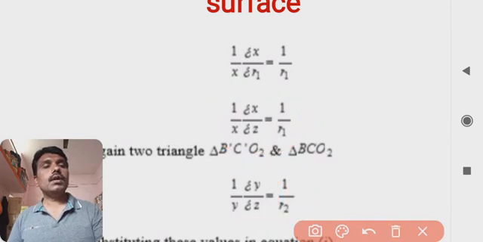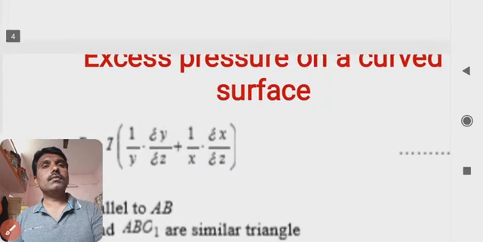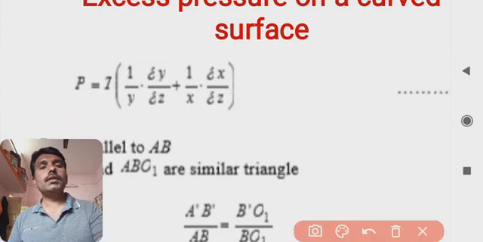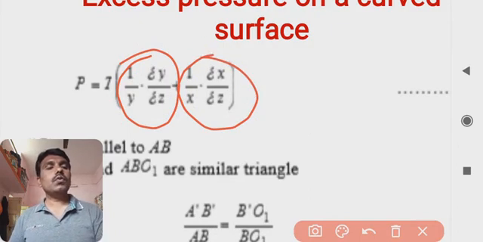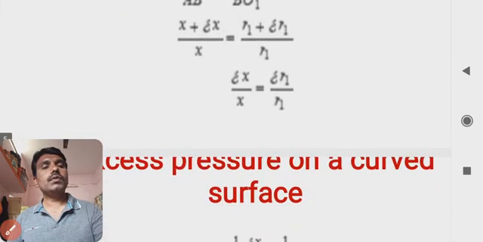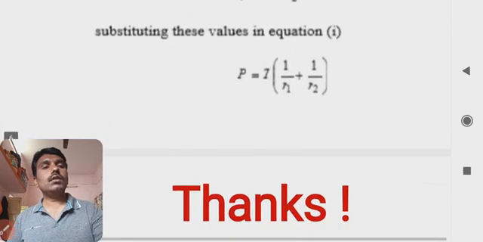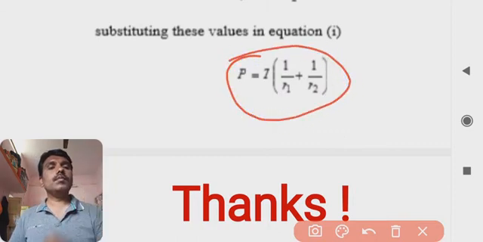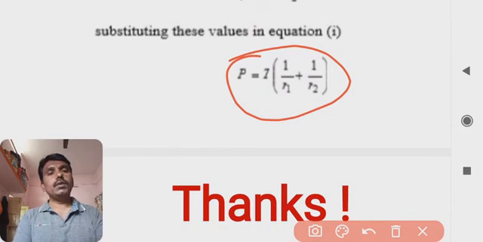So if these values are put up in equation 1, see what equation 1 becomes. Here P is equal to, I can write one part for this and one part for that. So the final relation I will get is T into 1 by r1 plus 1 by r2 is to be there. So this is the newly formed relation, that is excess pressure P is nothing but equal to T into 1 by r1 plus 1 by r2 is to be there.